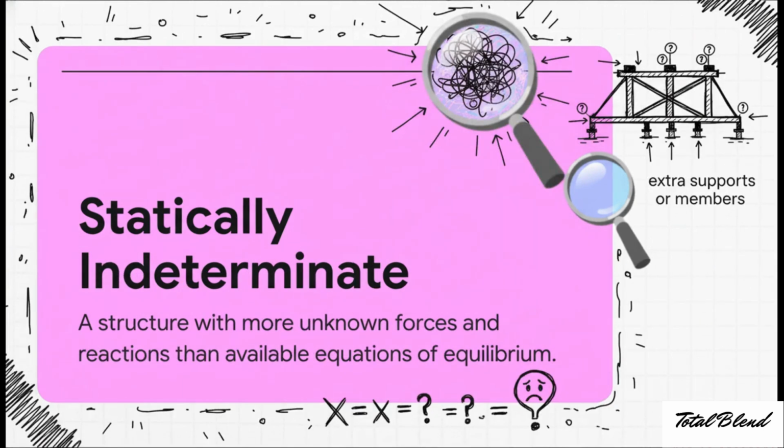But then you've got the other side of the coin, a statically indeterminate structure. This is one where you have more unknowns than you have equations. It might have some extra supports or members that aren't technically needed just to keep it stable. These redundant parts mean our three little equations just aren't enough anymore. We literally have more questions than answers, and that's exactly why these structures are the tricky ones.